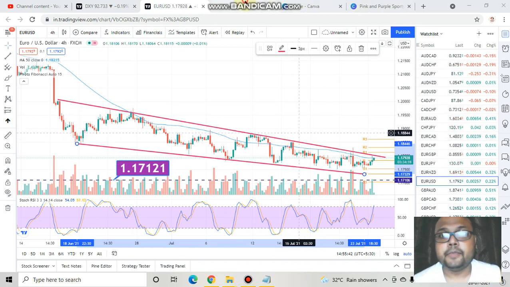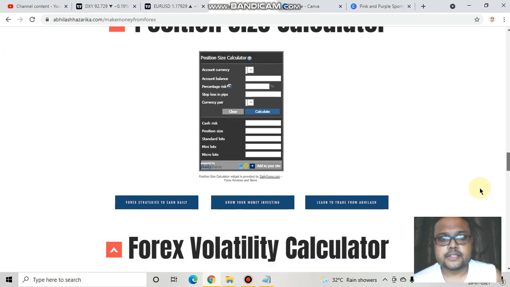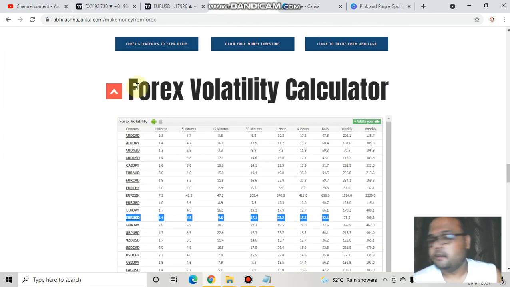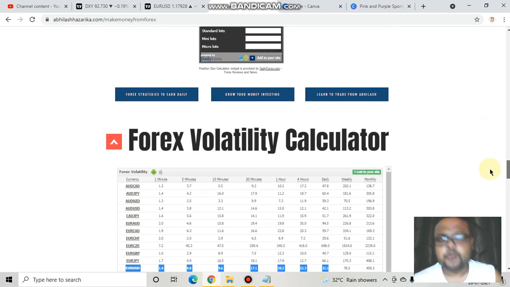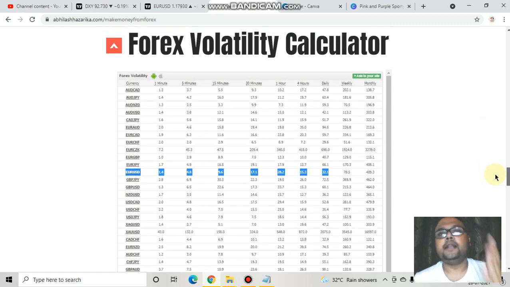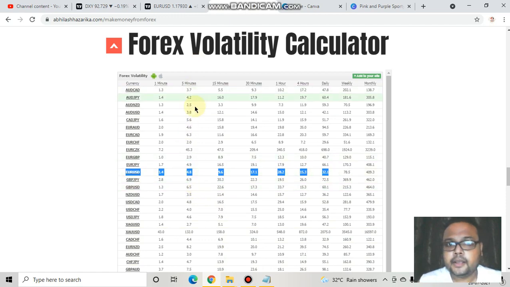If we go to the Forex volatility calculator, which you'll find on my website, it will help you to determine how much volatility or movement you can expect on a chart. Right now on this chart of Euro USD, you can expect 4.8 pips movement in the 5 minutes chart. In the 30 minutes chart you can expect 17 pips movement. In the 4-hour chart you can expect only 15 pips movement, and in the daily chart you can hardly expect a movement of 32 pips.